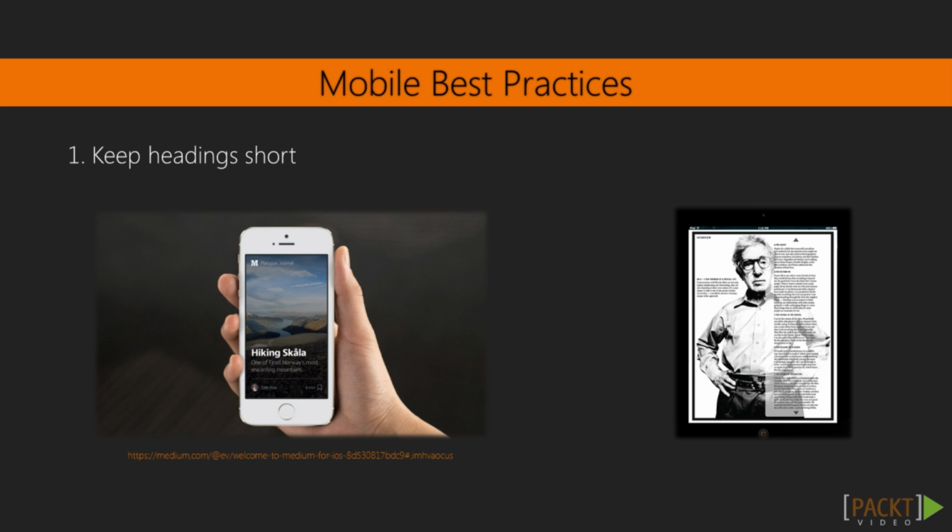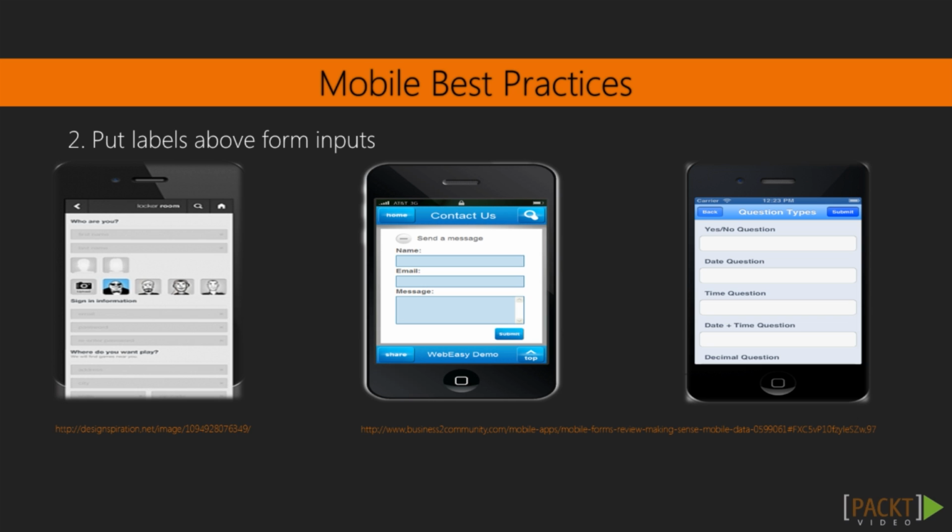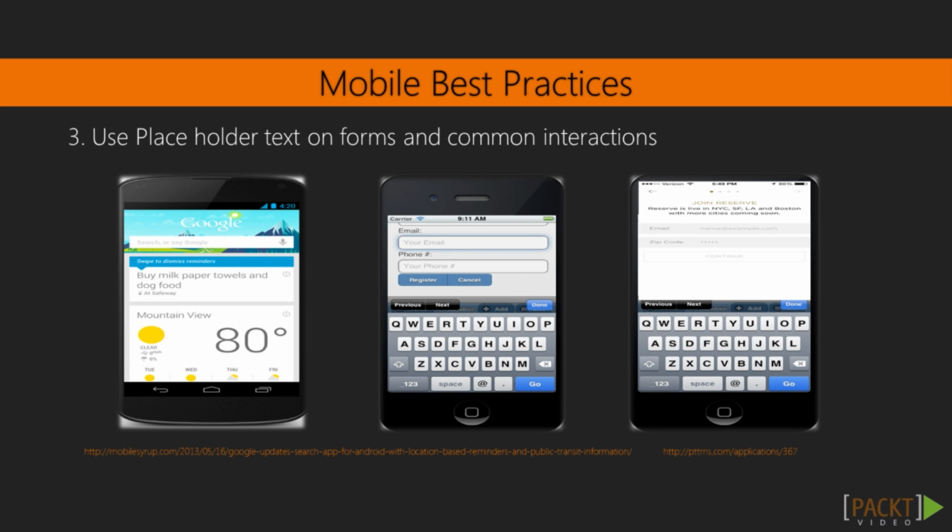Number 1, keep headings short. Any heading that wraps to 2 lines pushes contents down the page, thus eating up screen real estate on a mobile screen. So that applies to keeping things concise. Number 2, put labels above the form inputs. Using top-aligned labels makes sure that your user does not have to pinch and zoom to use the input when they're filling out a form or directing an input content. Number 3, use placeholder text on small and common form inputs. Search does not need a label, but it should get a grayed out placeholder type.